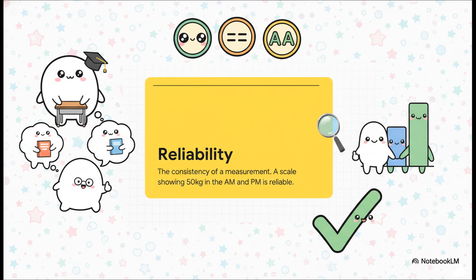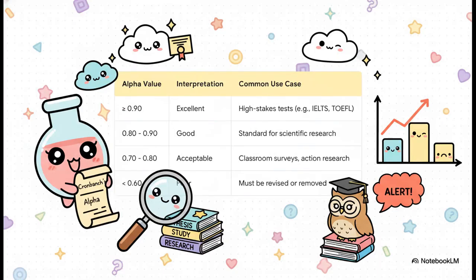The weighing scale example is perfect. It's the same idea with a survey. If you're measuring something like motivation, a truly motivated person should answer all the motivation-related questions in a consistently positive way. If they don't, something's wrong with the questions, not the person. So we measure this consistency with a score called Cronbach's alpha. And this table is your cheat sheet.